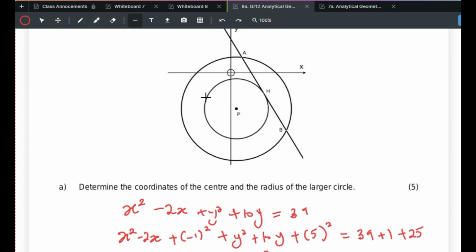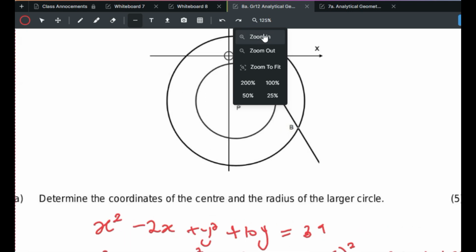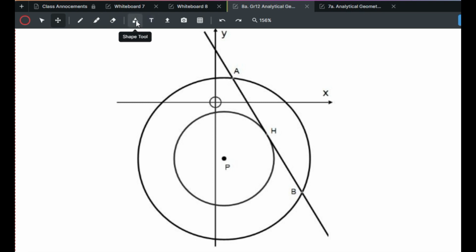Okay, we're going to need to construct something. Let me zoom in first. So this is PH. This is PA. PH. Well, can we actually get the values? Yeah, to be honest, no.